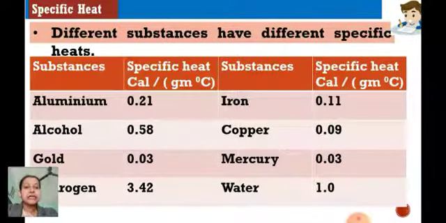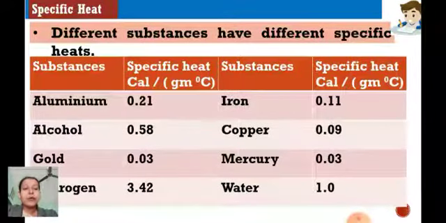So you can see in this table the specific heats of different substances. Aluminium is 0.21, alcohol is 0.58, gold is 0.03, which is very less. That means it gets heated much faster. Hydrogen is 3.42, iron is 0.11, copper is 0.09, mercury is 0.03, and water is 1.0. So here you can see two of them have very low specific heat. So this is regarding specific heat.